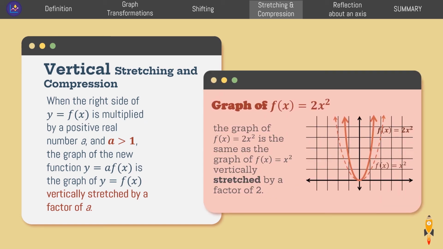Example: sketch the graph of f(x) = 2x². Solution: in f(x) = 2x², the function f(x) = x² is multiplied by positive real number 2, and 2 is greater than 1. Therefore, the graph of f(x) = 2x² is the same as the graph of f(x) = x² vertically stretched by a factor of 2.